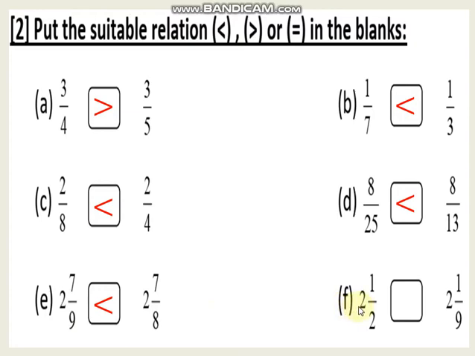Letter F. 2 and a half or 2 and 1 over 9. Cancel the whole number together, 2 with 2. 1 over 2 or 1 over 9. You are right. 2 and a half is greater than 2 and 1 over 9.